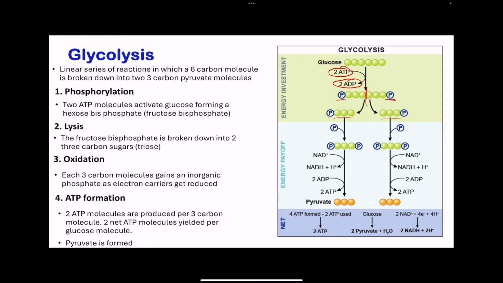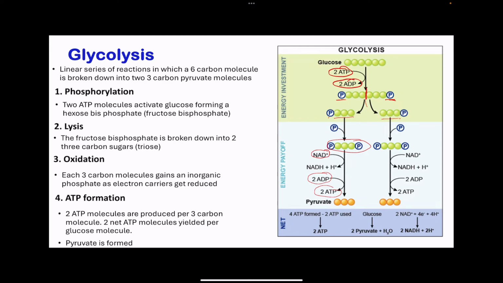After phosphorylation, we go to oxidation, where an electron carrier molecule is going to be reduced, as this is going to be oxidized. But also 2 ADPs are going to be converted into 2 ATPs in the process of ATP formation. So each 3 carbon molecule is going to produce 2 ATPs. In total, we have produced 4 ATP molecules from the 6 carbon molecule. However, 2 ATPs were used up in the process, so the net produced ATP is going to be 2. ATP production in glycolysis is produced through substrate level phosphorylation, and it does not require oxygen.